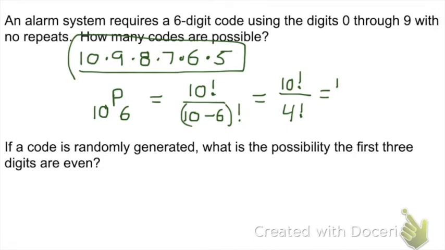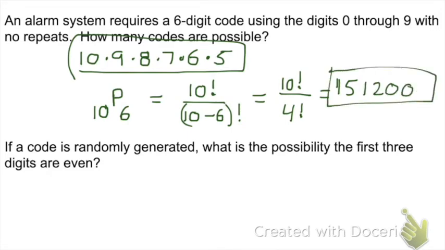When we do this, you get 151,200. That's how many possible codes there are if you take 6 digits without repeating. On your calculators, there's ways to do this also. If you take your calculator and go to math, and then go to probability, there is option 2, which has NPR. And if you select NPR and type in 10 for the first box, 6 for the second box, it will give you this. Like I said though, you have to be able to do this by hand also.